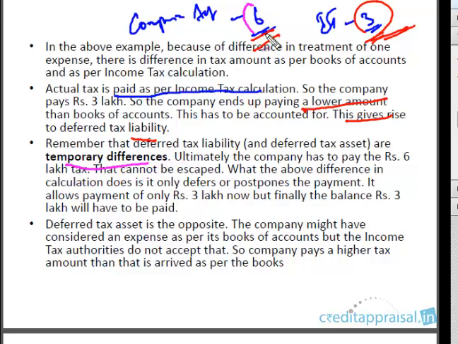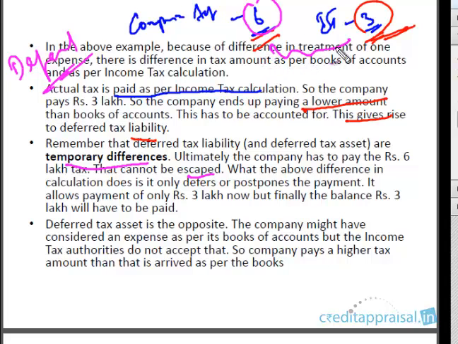See, ultimately the company has to pay the 6 lakhs. This cannot be escaped. The company cannot escape the payment of 6 lakhs. It has to pay the 6 lakhs. But the above difference is only deferred. Deferred tax liability means postponement. It's just postponement. It's not a waiver. You're not going to escape without paying the 6 lakhs. The company has to pay this total 6 lakhs some day.